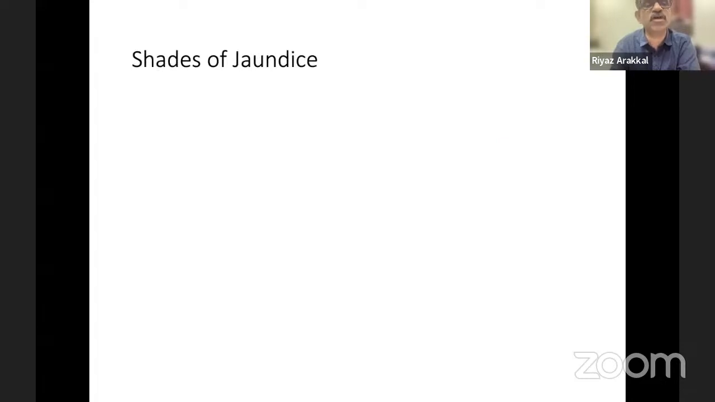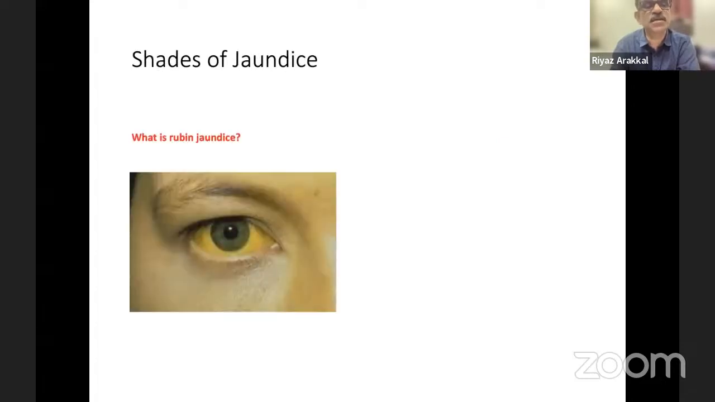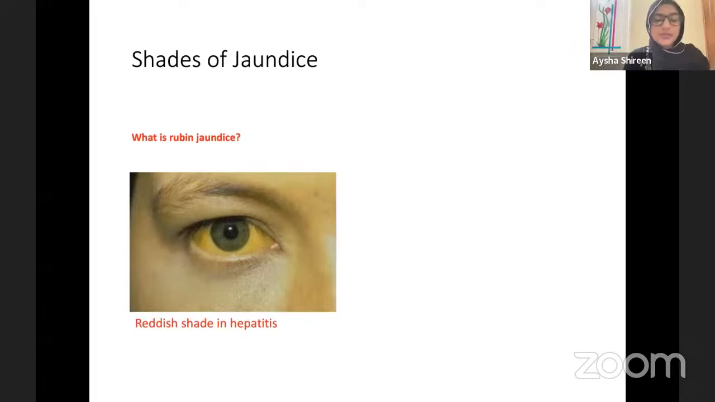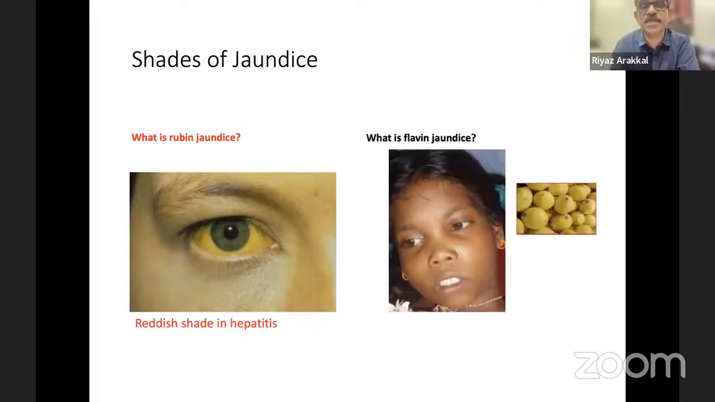Now, what are the shades of jaundice? Rubin jaundice. Heard of Rubin jaundice? What is Rubin jaundice? The reddish tinge in hepatitis. Reddish shade in hepatitis is called Rubin jaundice. Flavin jaundice, the lemon yellow tinge of hemolytic jaundice, is called flavin jaundice. It resembles the lemon yellow color in hemolytic jaundice.